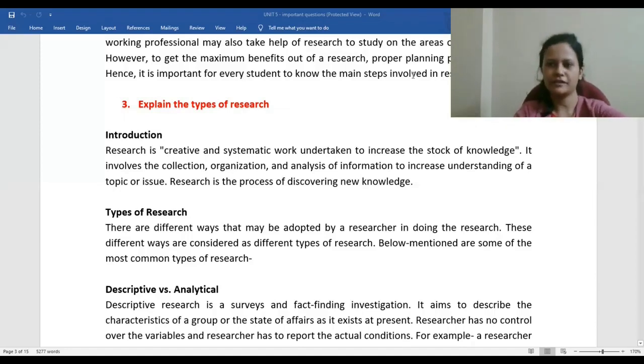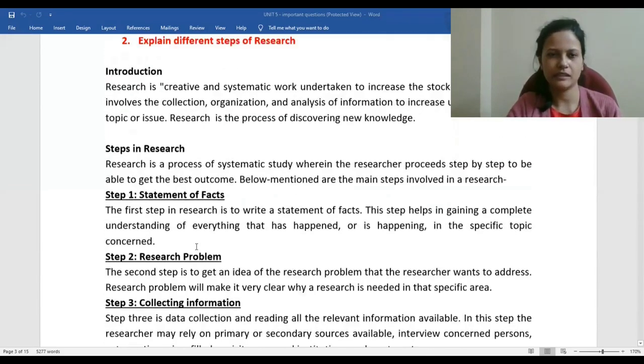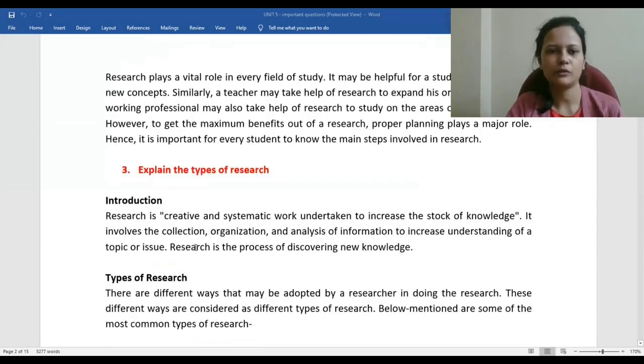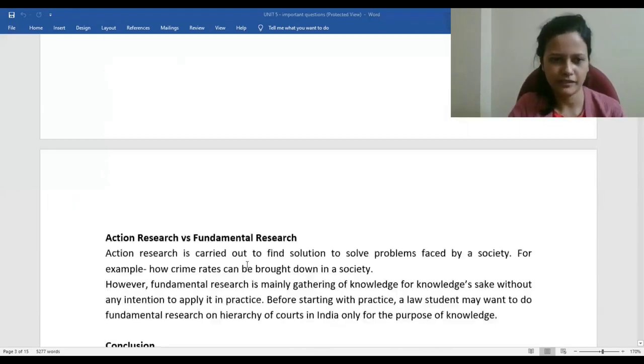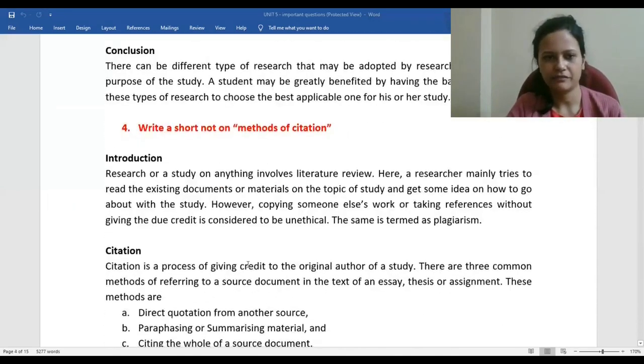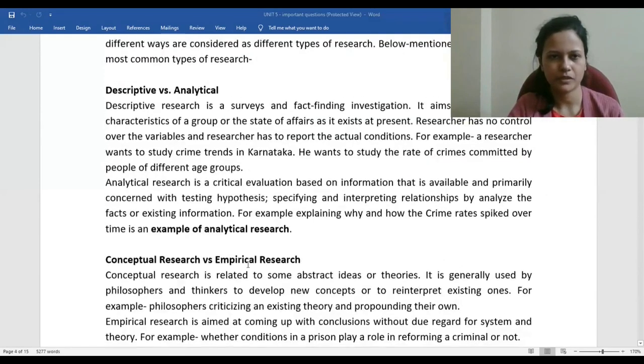Okay, so we have this one topic on legal research. All right, so what is legal research? What are the objectives or types of legal research? That part we have. Okay, so that part we will be doing today.